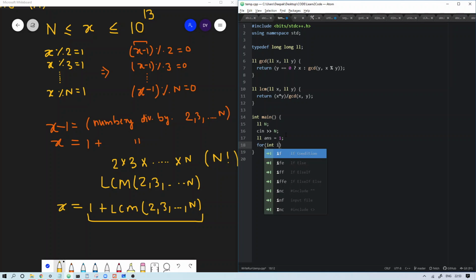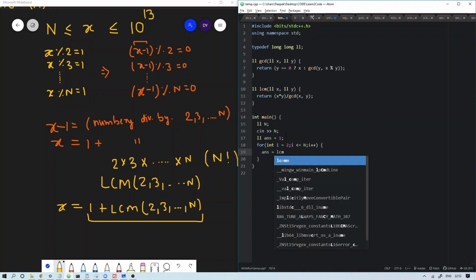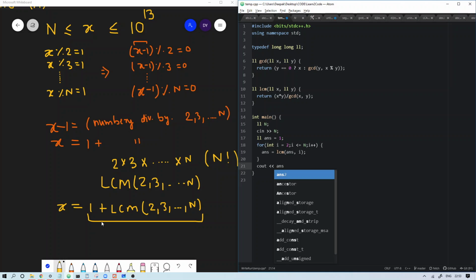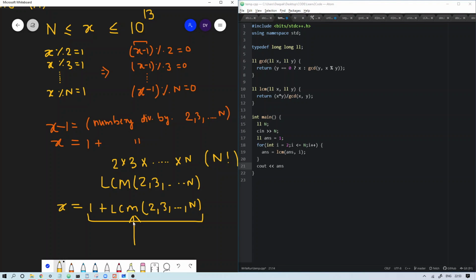So we'll iterate from 2 till n, and we'll calculate the LCM of whatever numbers we have processed so far with the current number. Once you do this, you will have the LCM of all the numbers from 2 to n. Then you can print the answer. So you know the LCM, now you have to add 1 to get the value of x. So x will be answer plus 1.